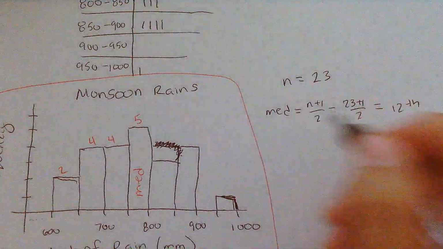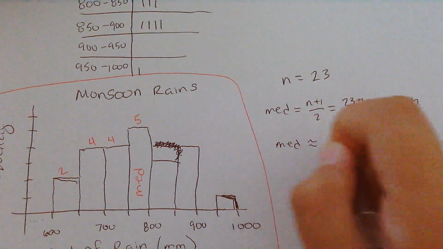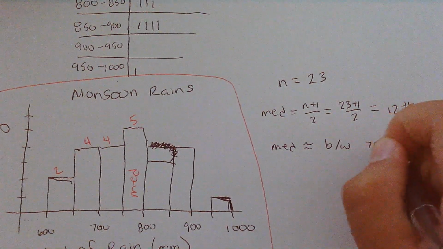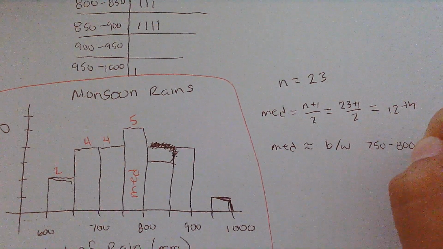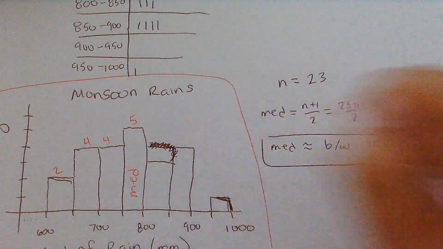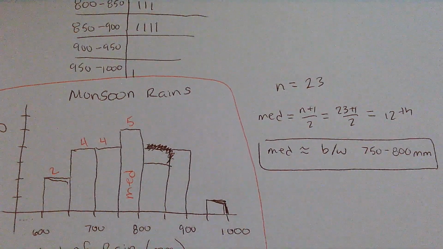So I would say that my median is approximately between 750 and 800 millimeters. Again, that squiggly just means approximately. If I didn't have the true data, I would just be approximating where it is.